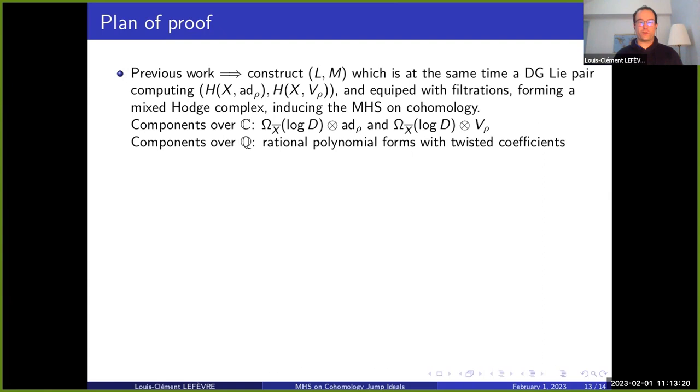And the component over Q is something that behaves like an algebra of rational polynomial differential forms with twisted coefficients. In the earlier work that I cited before, it's an elaborate construction, but it's quite easy to know because there's something called the Thom-Whitney resolution functor. It's a resolution functor for sheaves, like Rj lower star, that creates rational polynomial forms. So this resolves sheaves of commutative algebras into complexes of commutative algebras. It's a very nice property. It's multiplicative and it's easy to work with.